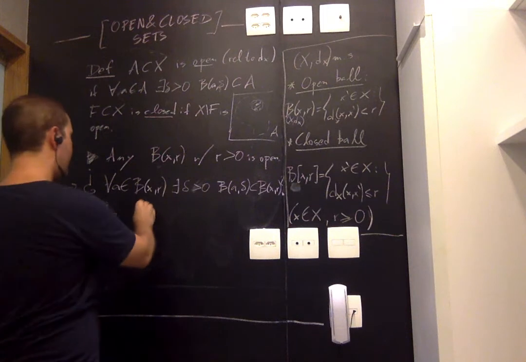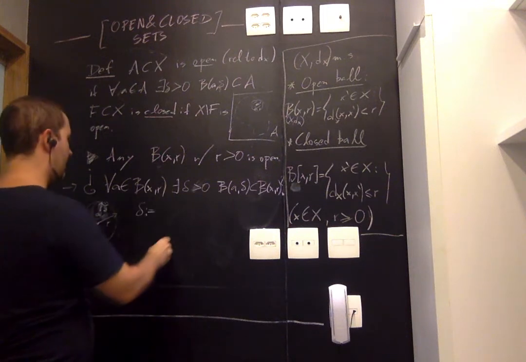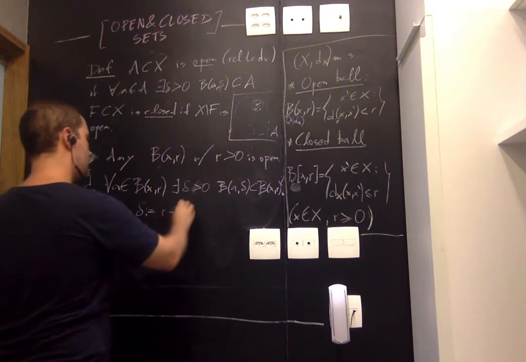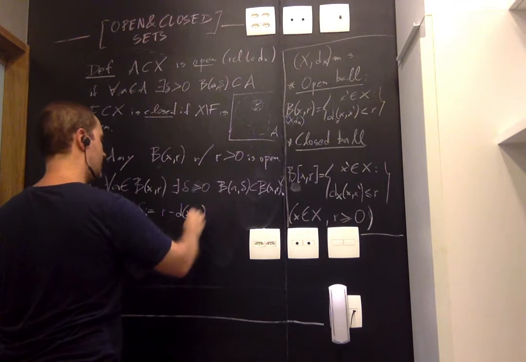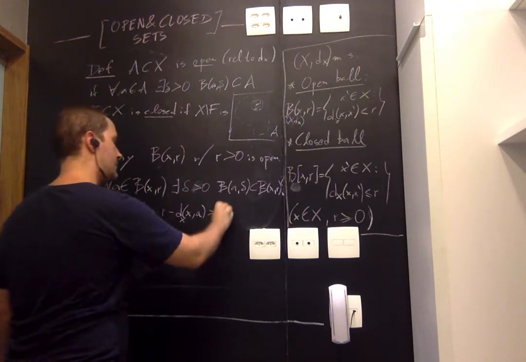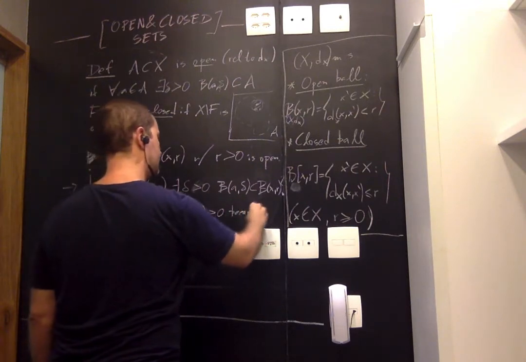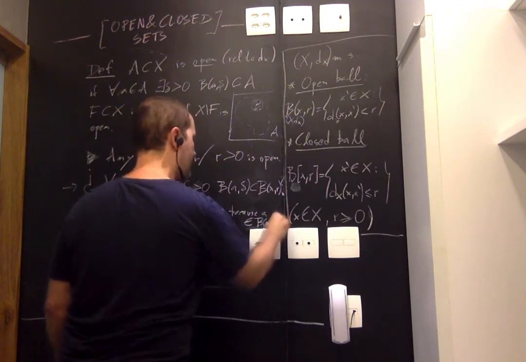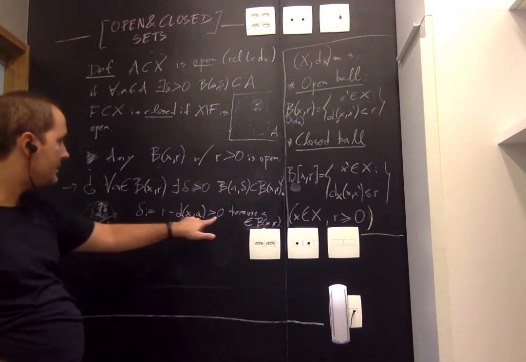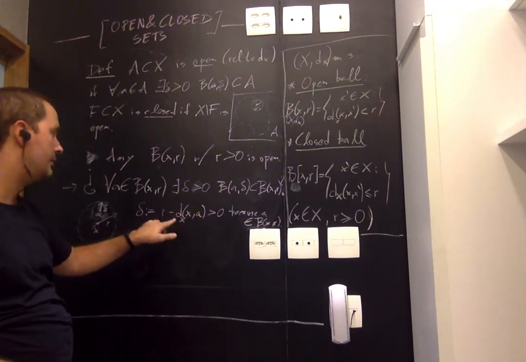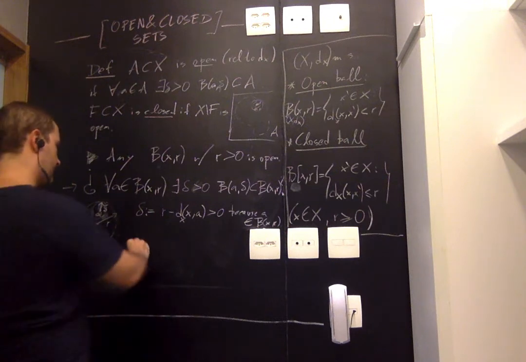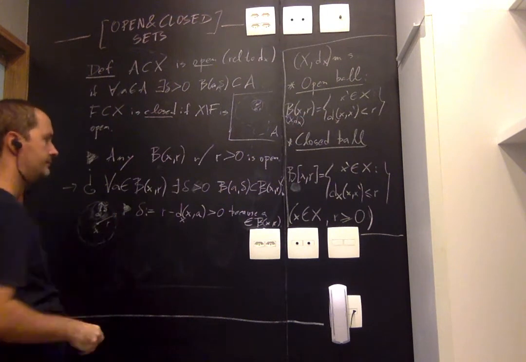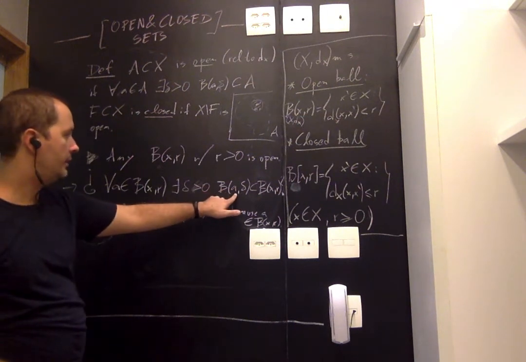So, okay, let me define delta to be precisely what I have here. I want delta to be equal to r minus the distance from x to a. And this is positive because a belongs to the ball of radius r around x, the open ball. So we know that for any point in the open ball, the distance from a to x is less than r. So this is positive. Okay. Now let's prove that this holds, right? So I claim that this is the right choice of delta. Let's prove that it works.